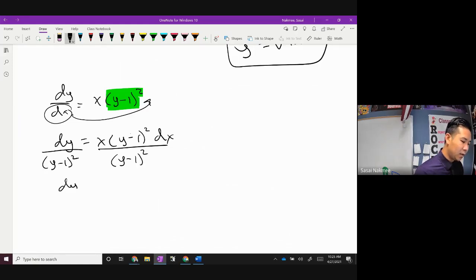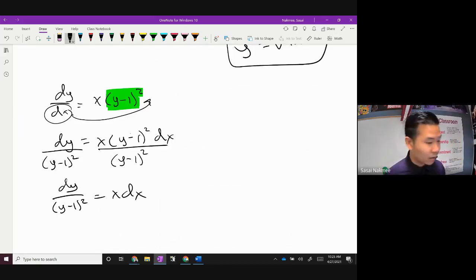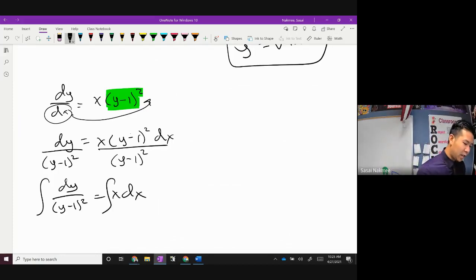So I end up with dy over (y minus 1) squared is equal to x dx. That's the first hint, or actually just me giving you the beginning part of that problem. The second part is when you integrate this, you're definitely going to need u substitution here. You're not going to be able to do this one without u substitution on this side.